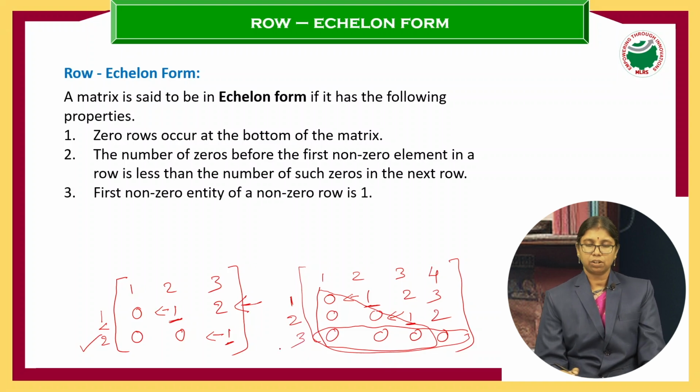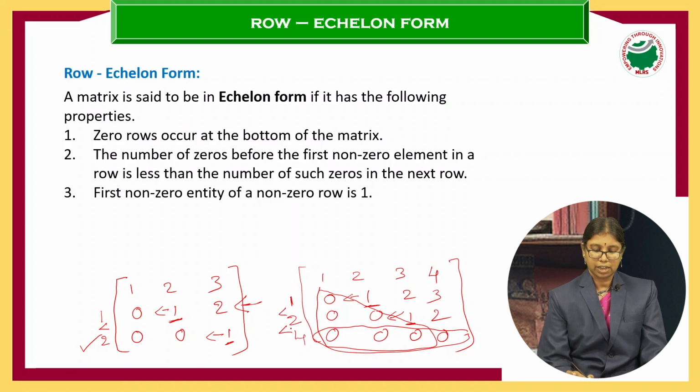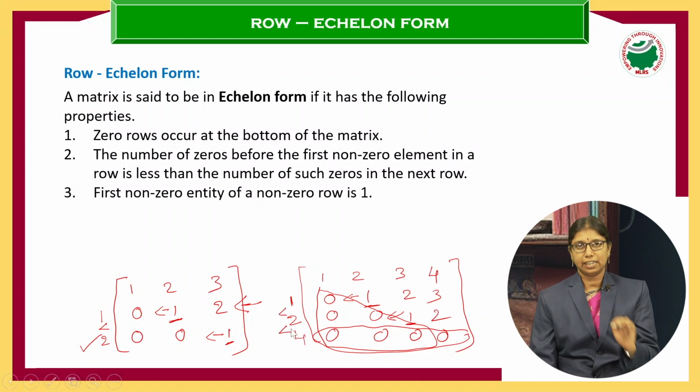So here the number of zeros is 4. So totally 1 is less than 2, less than 4. So this is also satisfying the condition.